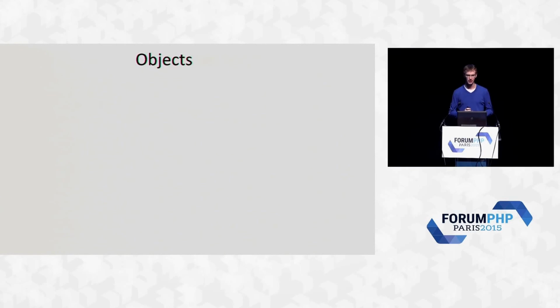Now, objects. I'll not be saying much about objects because all of these optimizations are really the same. I've shown it once for arrays, and for objects the ideas are similar. I just want to give you a quick overview of how they work.